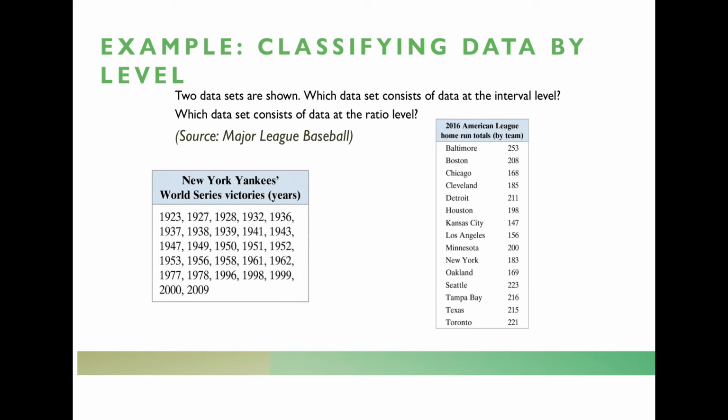Thinking in terms of 0, none of them did here, but if a team had 0, would that have a meaning to it? Would that mean that they got none? And yes, it's probably not true of any team, but if there was a team that had a 0 with it, that would mean literally that they had 0 run totals that year. And so this fits the ratio level, whereas over here it does not.